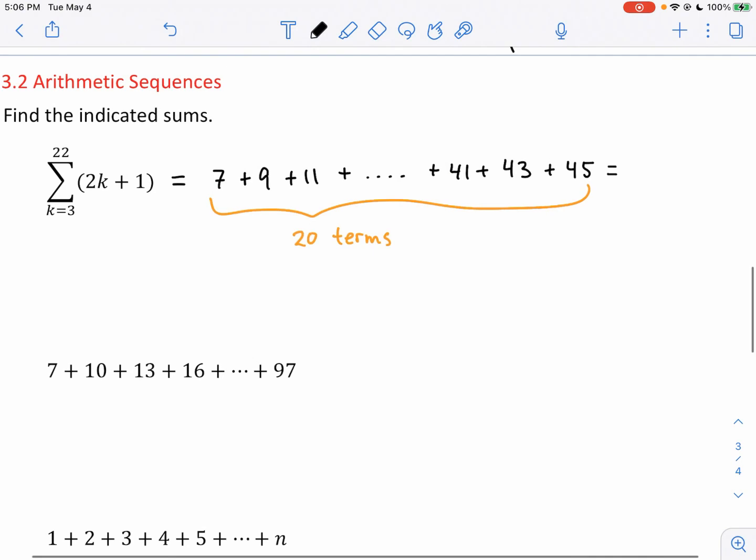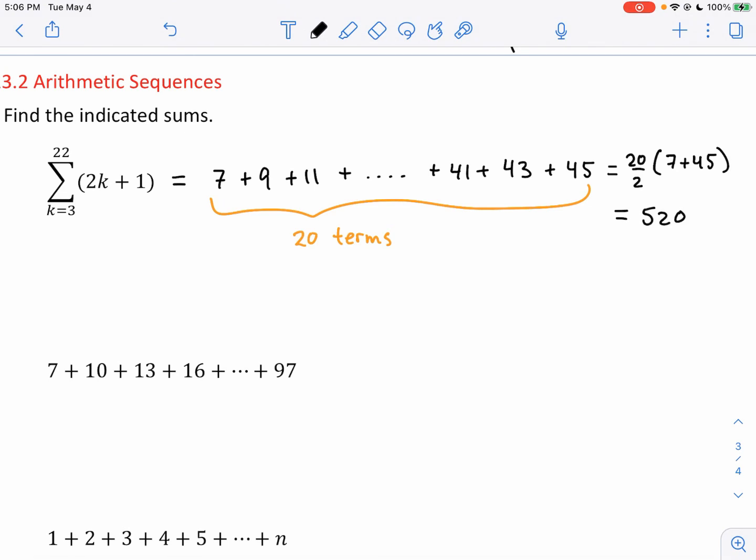And so we just need to do the number of terms, which is 20, divided by 2. So that's 10 pairs. And then add just the first and last. This is our basic pattern. So 7 plus 45 is 52, and there's 10 pairs of that, so we get 520 as our sum.